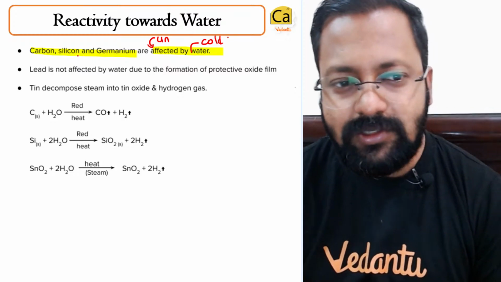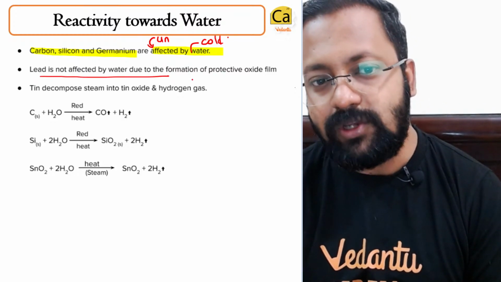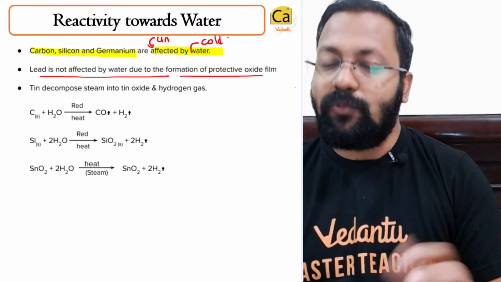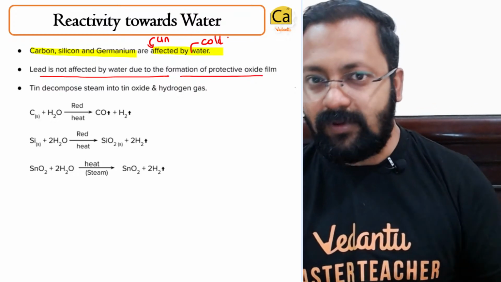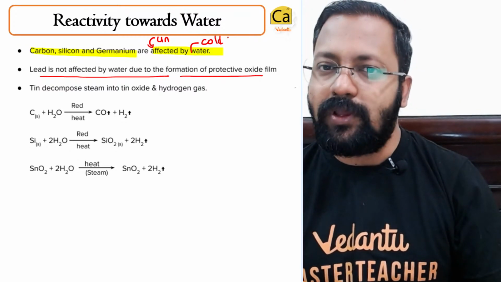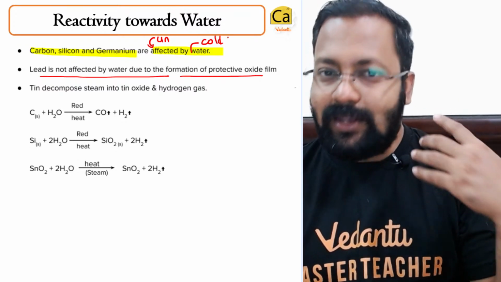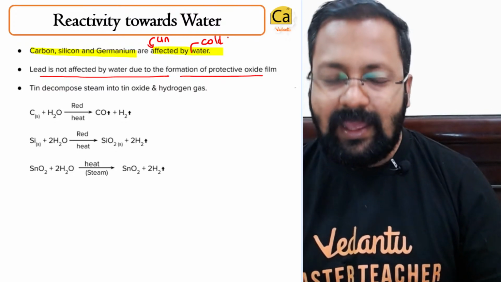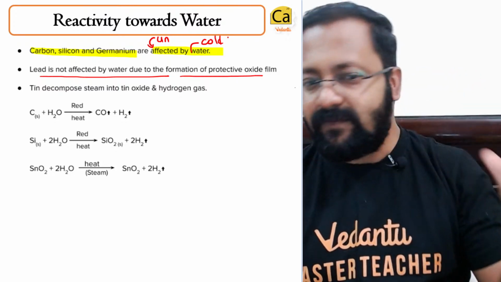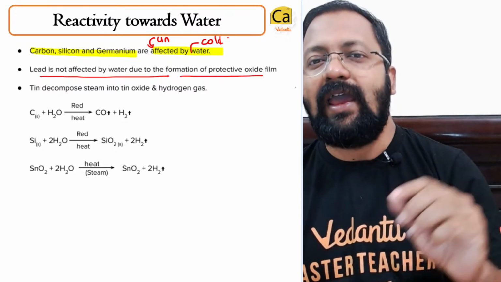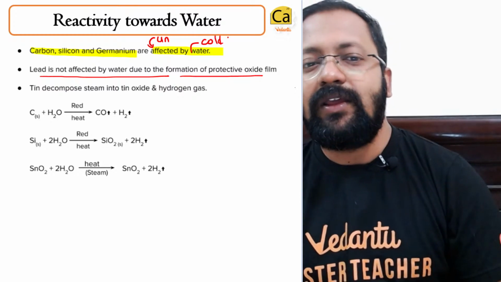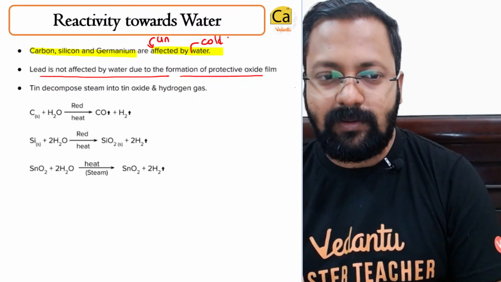Okay, lead is not affected by water due to formation of a protective oxide film. Lead is a metal, the most reactive metal of this group. This metal will form oxide, and if it forms oxide, the surface will get covered with it and no further reaction will take place. You have to dissolve the oxide so that any reaction can occur.